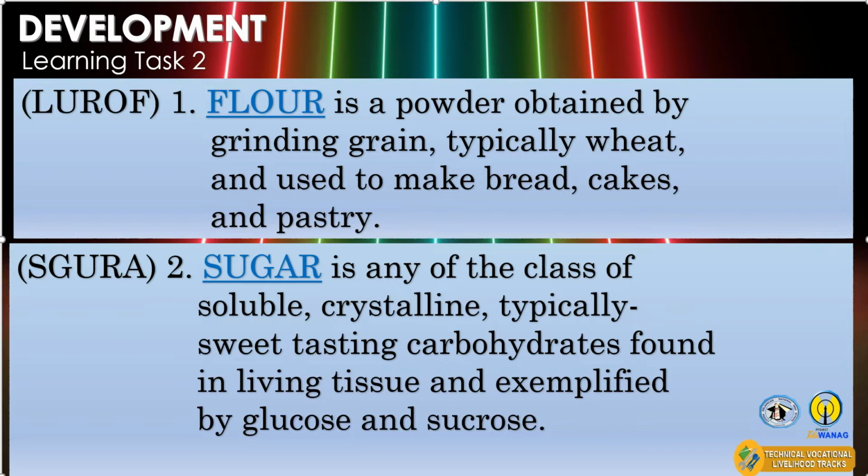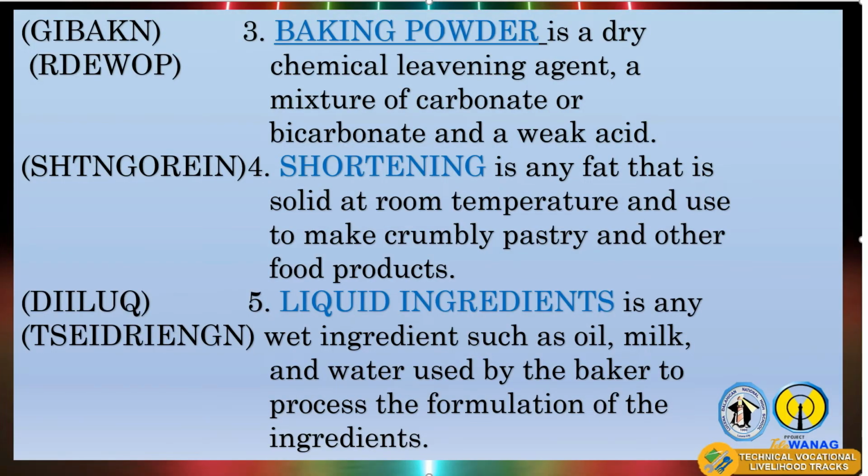The answer is sugar. Number 3 is a dry chemical leavening agent, a mixture of carbonate or bicarbonate and a weak acid. The answer is baking powder. Number 4 is any fat that is solid at room temperature and used to make crumbly pastry and other food products. The answer is shortening. Number 5 is any wet ingredient such as oil, milk, and water used by the baker to process the formulation of the ingredients. The answer is liquid ingredients.